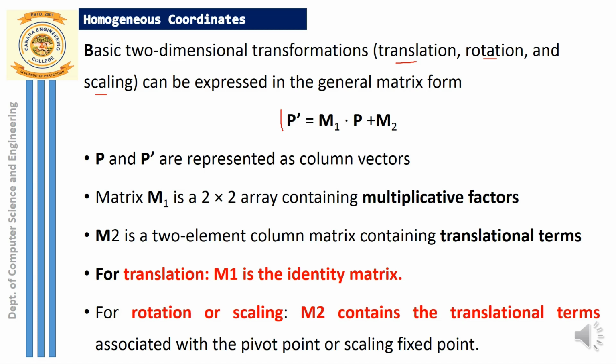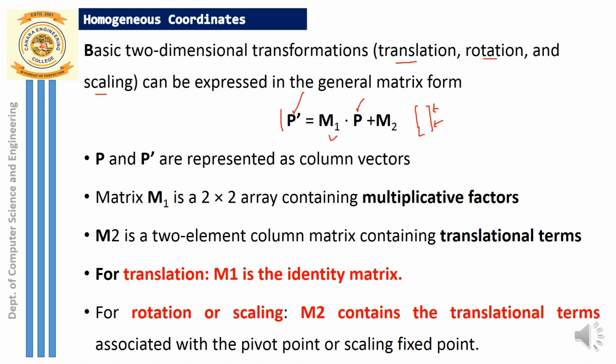Here P and P dash represent points, and this can be represented in the form of a column vector, or a column matrix. We have already seen how to represent a point in the form of a matrix. The first row is the x coordinate, the second row is the y coordinate. So we consider this as a column matrix. We know P is a point and P dash is a transformed point.